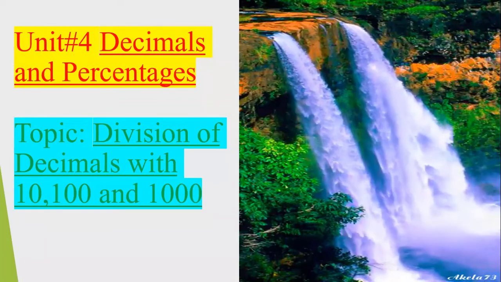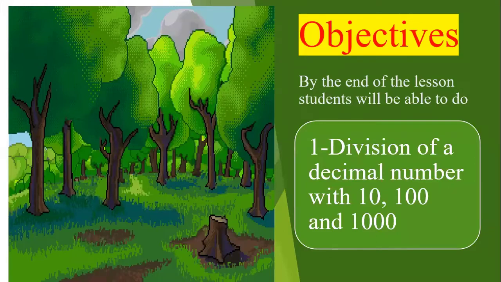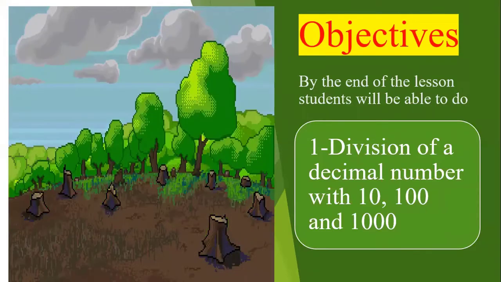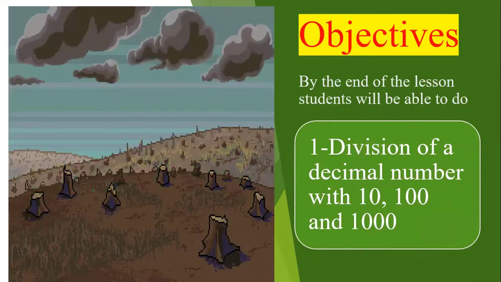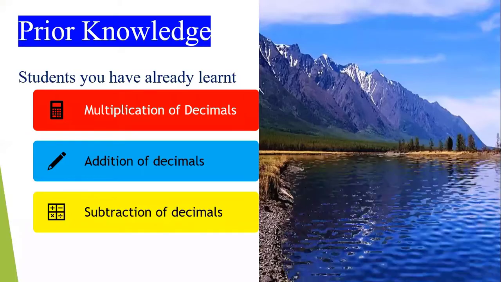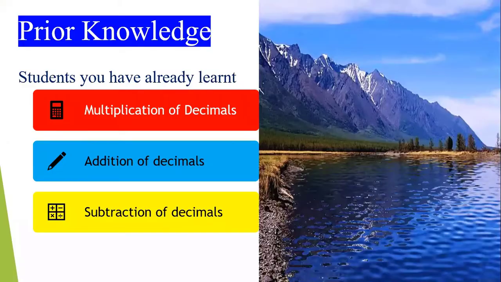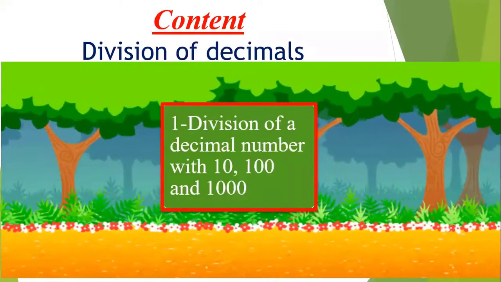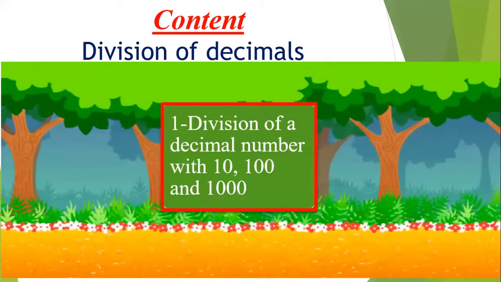Our today's topic is division of decimals with 10, 100 and 1000. By the end of the lesson, students, you will be able to do division of decimal numbers with 10, 100 and 1000. You already learned multiplication of decimals, addition of decimals, and subtraction of decimals. And today we will do the division of decimal numbers with 10, 100, and 1000.